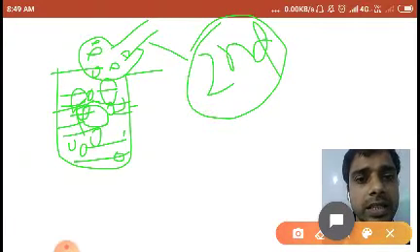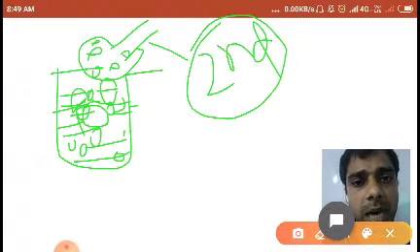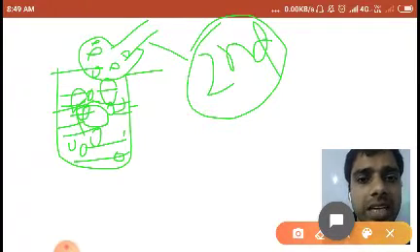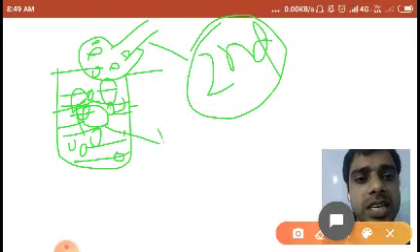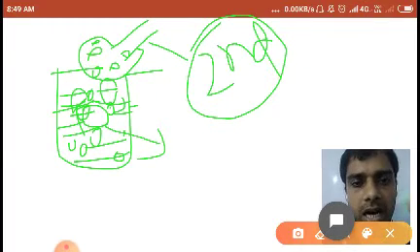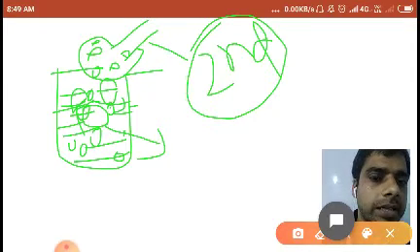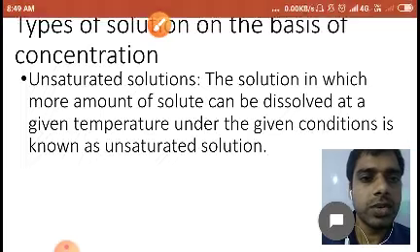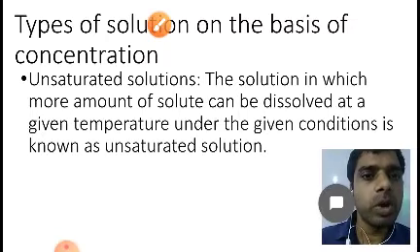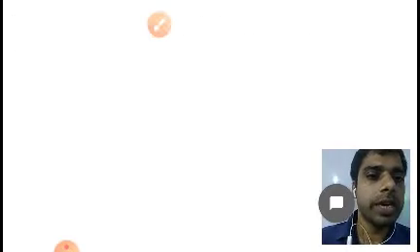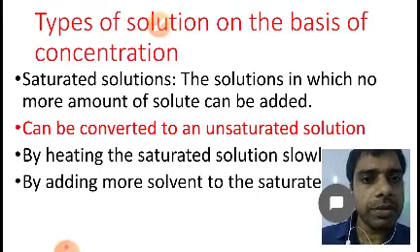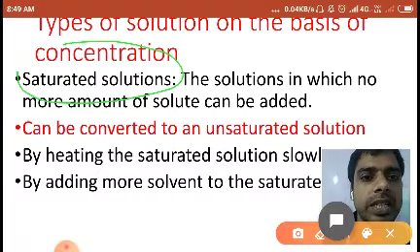So we can say that is the saturation point. But before that, when the salt is about to dissolve, more salt can be added into that. That is unsaturation, meaning more amount of salt you can add again and again. That one is an unsaturated solution, the solution in which more amount of solute can be dissolved. Then, types of solution on the basis of concentration, the same topic, and the next one is the saturated solution.